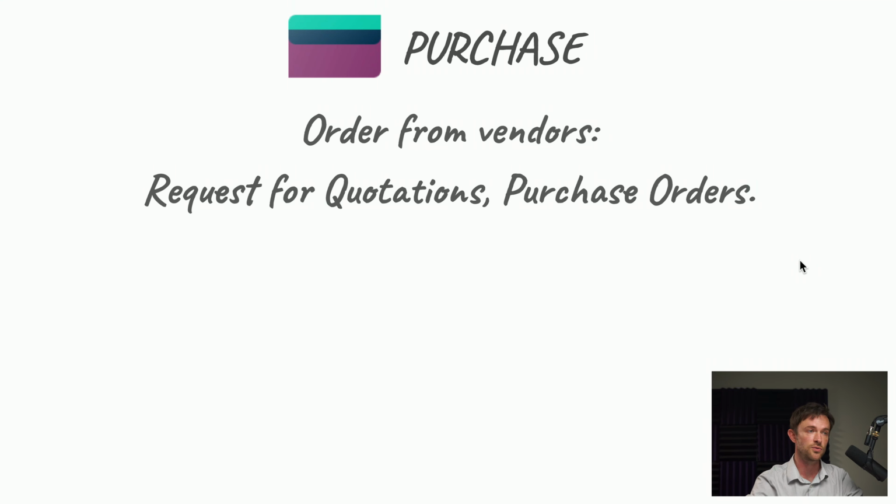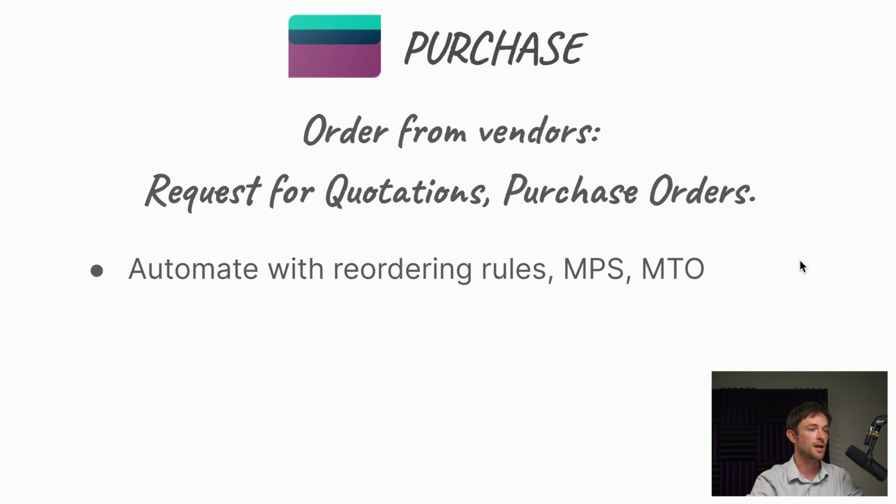The purchase app is a lot like our sales app, except that you use it to buy things from suppliers using RFQs and purchase orders. Now, a lot of the strength comes from how you can automate stuff, like the creation of purchase orders using reordering rules, the master procurement schedule, or just-in-time triggers like make to order. So a lot of it is how you can automate the things that drive your supply chain.